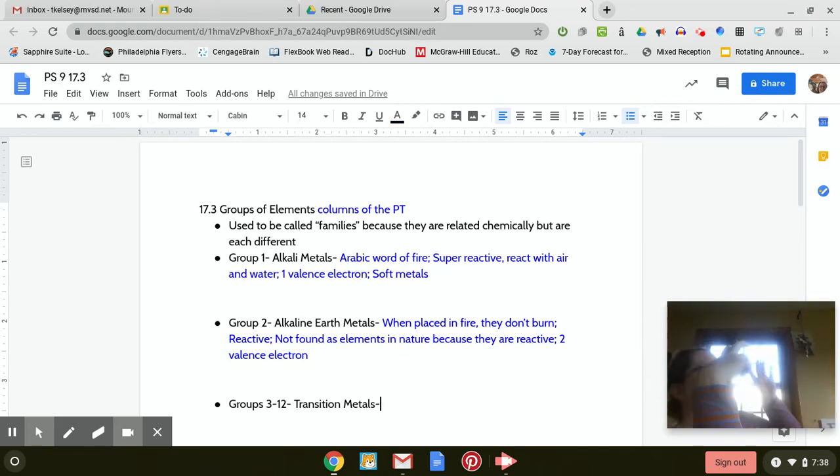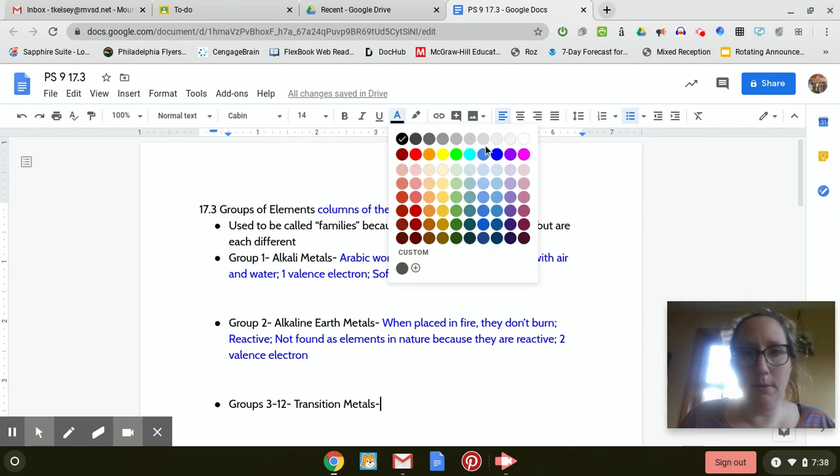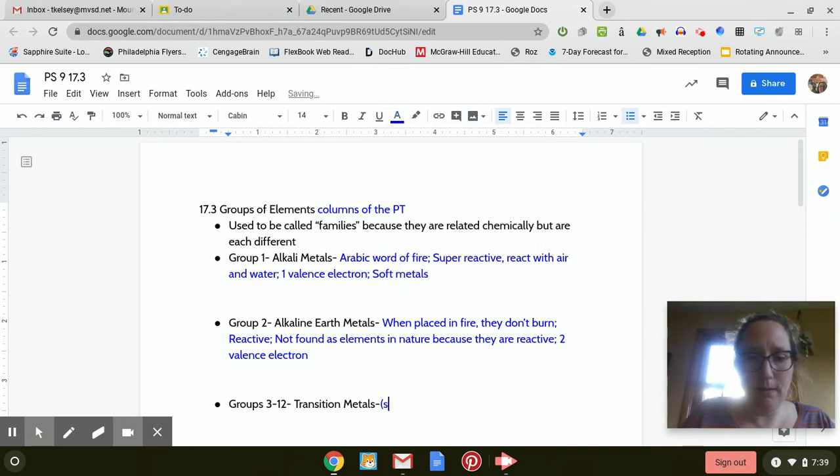Then there's that whole section that sits down, groups 3 all the way over to 12. These sit a little bit lower in the periodic table. These are the metals you think of when you think of metals.